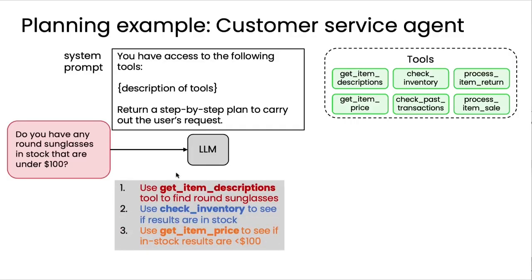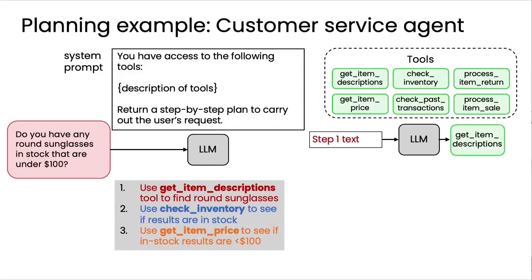In this case, to answer this particular query, a reasonable plan that an LLM might output would be to first use get item descriptions to check the different descriptions to find the round sunglasses, and then use check inventory to see if they're in stock, and use get item price to see if the in-stock results are less than $100. After an LLM outputs this plan with 3 steps, what we can do is then take the step 1 text, that is this text written here in red, and pass that to an LLM, maybe with additional context about what the tools are, with your user query, with additional background context, and ask an LLM to carry out step 1. And in this case, hopefully the LLM will choose to call get item descriptions to get the appropriate descriptions of items.